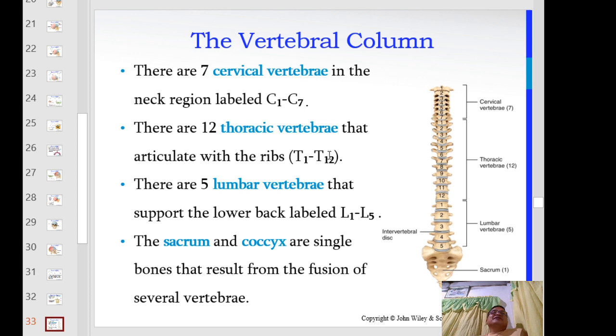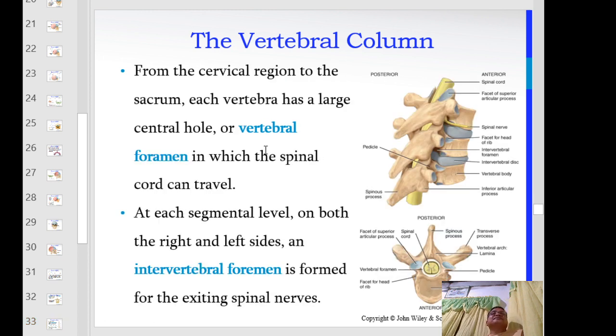So, these are the labels, no? Your cervical is labeled C1 to C7, T1 to T12 for the thoracic, L1 to L5 for the lumbar, no? The sacrum is automatic, it is just called the sacrum. The coccyx too. Okay, so this is the vertebral column.